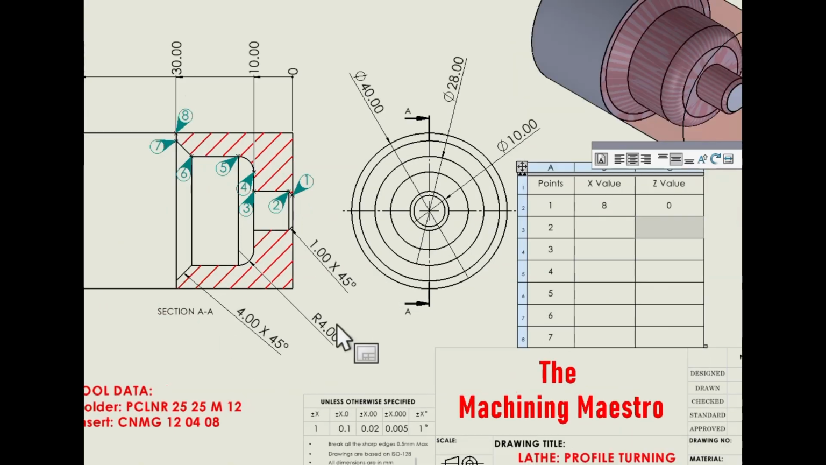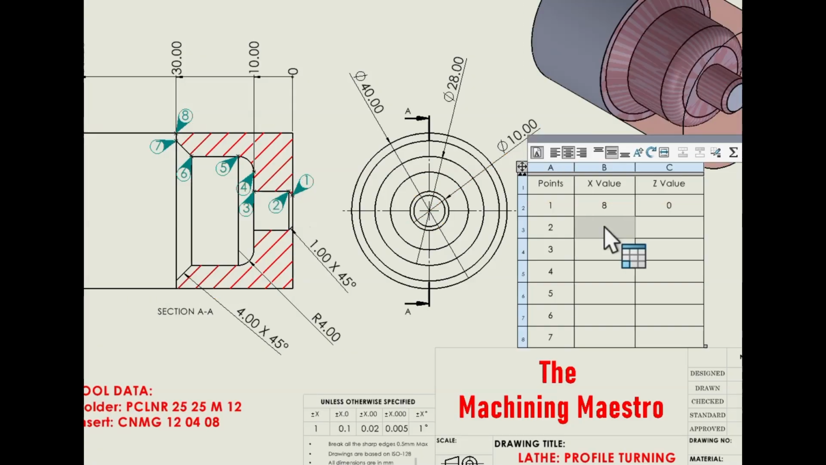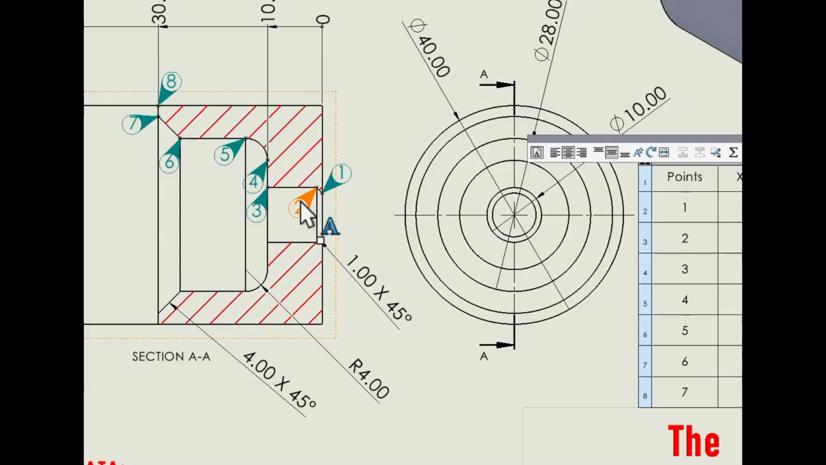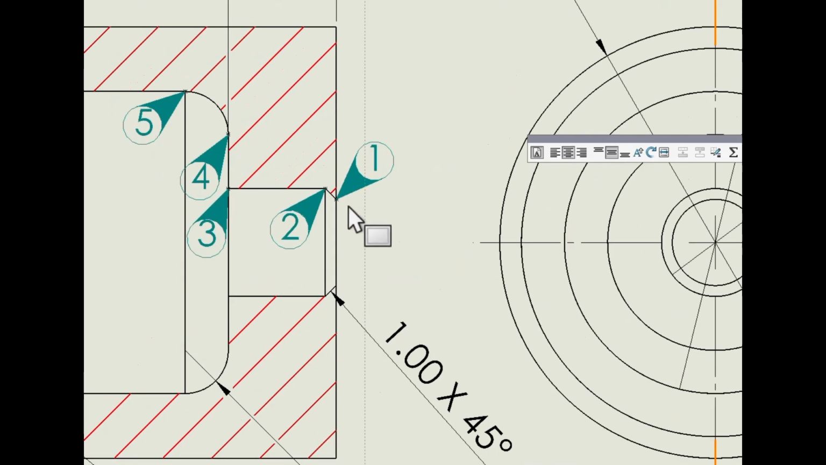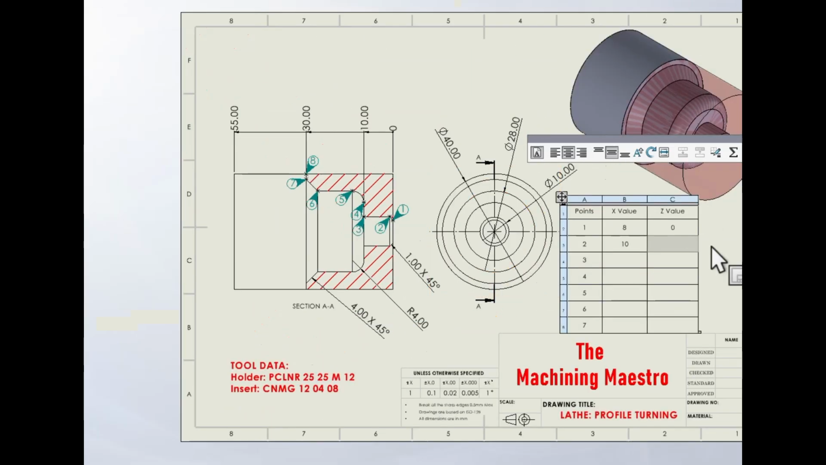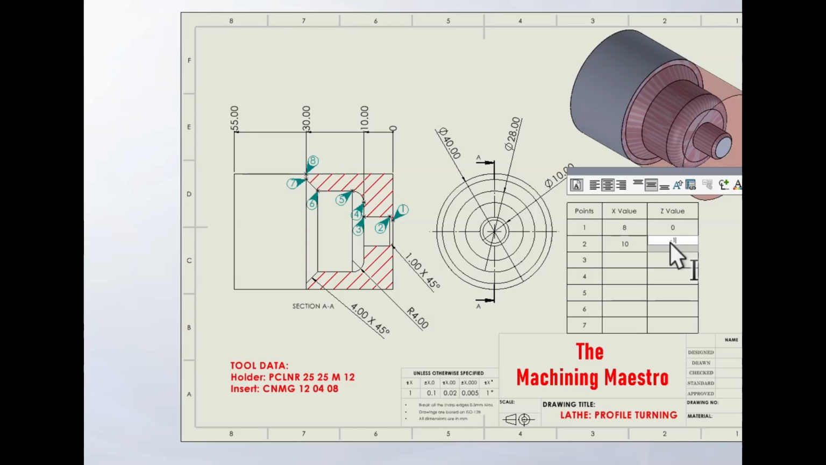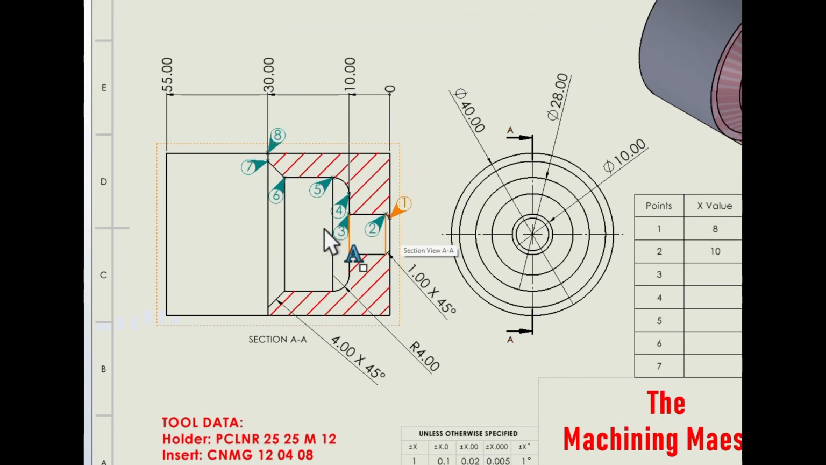Again, let's calculate point number 2. The diameter was already given, so directly write diameter 10. The Z value at point number 2 will be minus 1, because the chamfer was given as 1 mm here. It means the distance between point number 1 and point number 2 longitudinally is 1 mm. So I am writing down minus 1. Why minus 1? Because we are going in the negative direction.